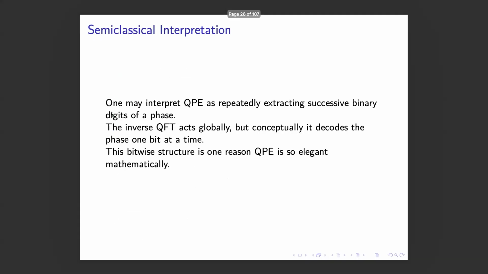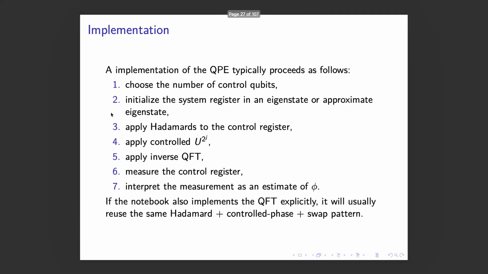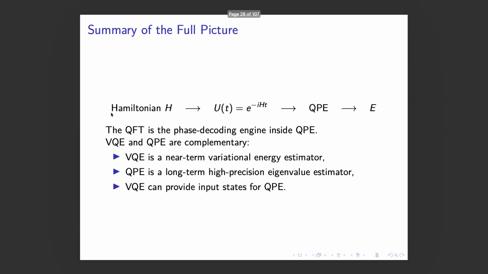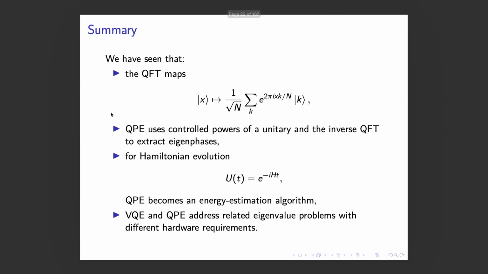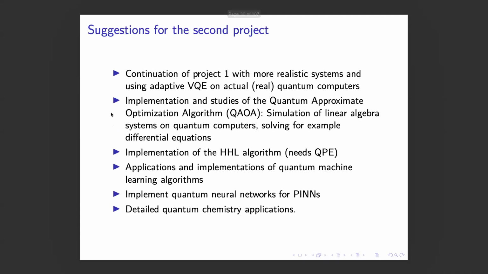So before we jump into the HHL algorithm, there's a summary here. I wanted to repeat some of the suggestions because I want you to start thinking about what you want to do in the second project. One of them is obviously the implementation of adaptive VQE, and then running these on actual quantum computers. That will be a direct continuation.